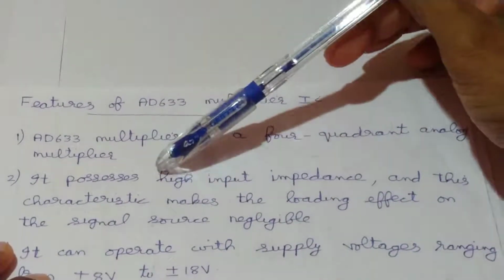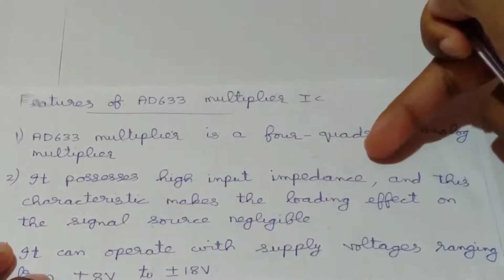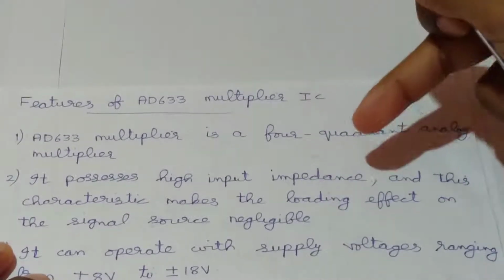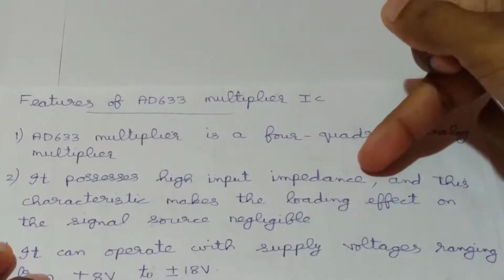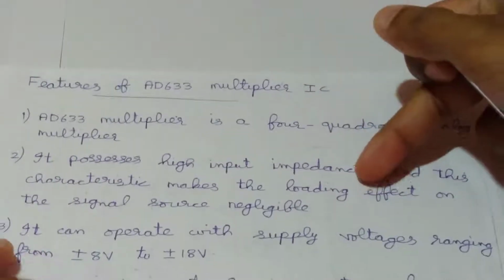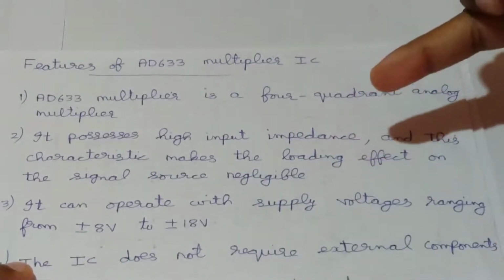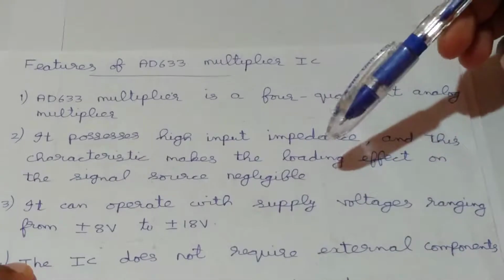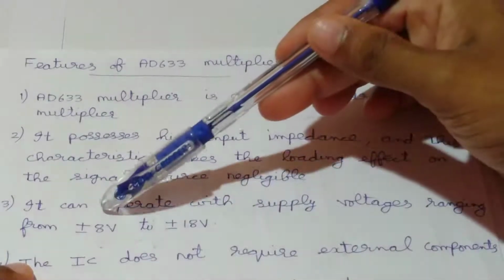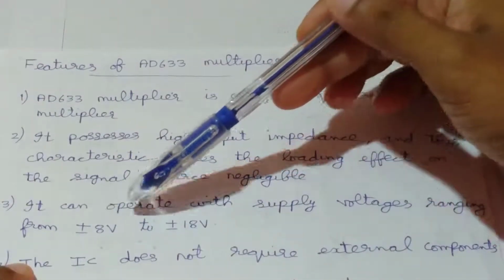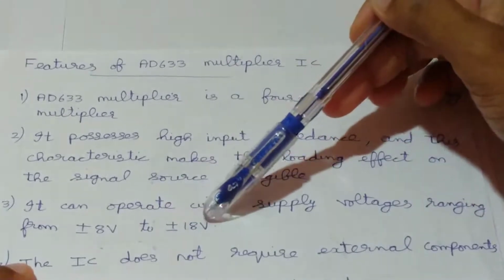Then the second feature is that it possesses high input impedance, and this characteristic makes the loading effect on the signal source negligible. Then the third feature is that it can operate with supply voltages ranging from plus or minus 8 volt to plus or minus 18 volt.